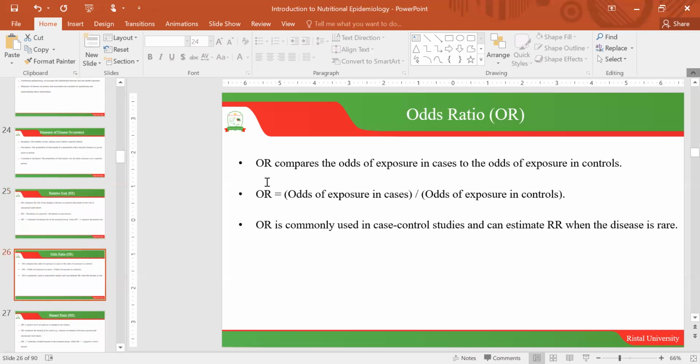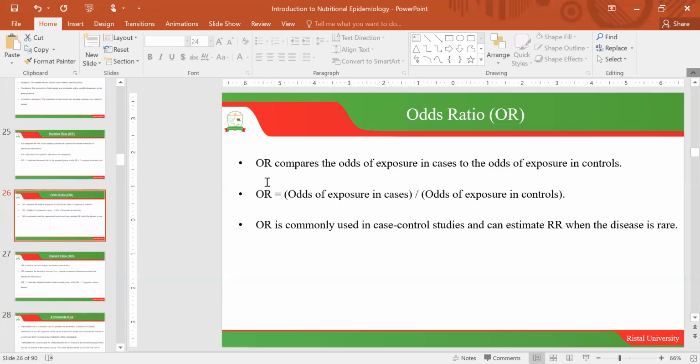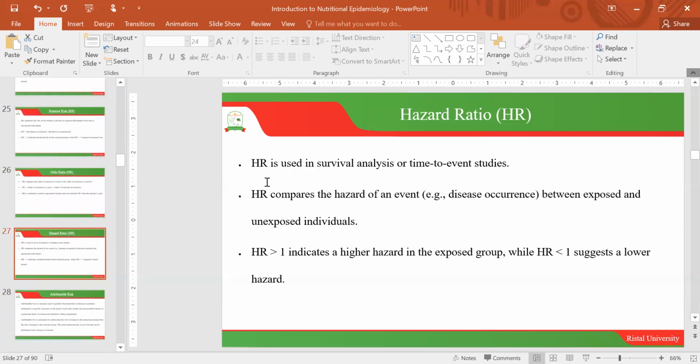The second measure of association is what we call odds ratio. Odds are basically about probability. What are the chances of occurrence of a particular disease after exposure? That's what we basically mean. The interpretation is almost the same as that of relative risk. We shall look at the calculation of that shortly.